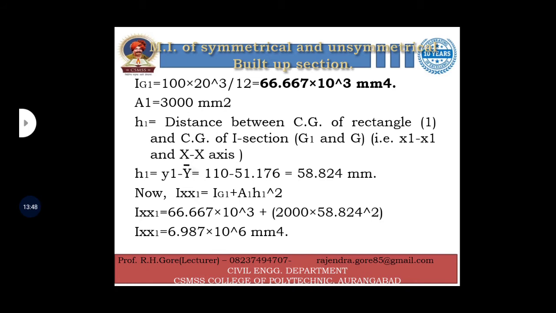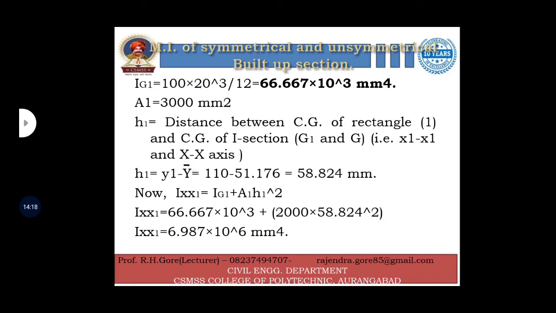फिगर बघितली तर आपल्याला डिस्टन्स फाइंड आउट करायचं आहे x1 आणि xx ॲक्सिस मधलं. त्यासाठी काय करावं लागणार आहे, आपल्याला बॉटम पासनं x1 ॲक्सिसचं डिस्टन्स आपल्याला माहिती आहे y1 आहेत, आणि बॉटम पासून xx ॲक्सिस पर्यंतचं डिस्टन्स आपल्याला माहिती आहे y बार आहे. y1 मायनस y बार जर केलं तर आपल्याला तर दोघी ॲक्सिस मधलं डिस्टन्स भेटणार आहे. तो h1 किती आला, 58.824 mm.